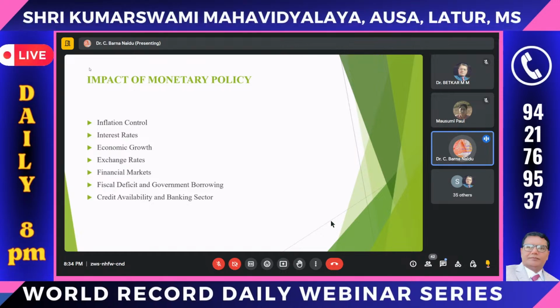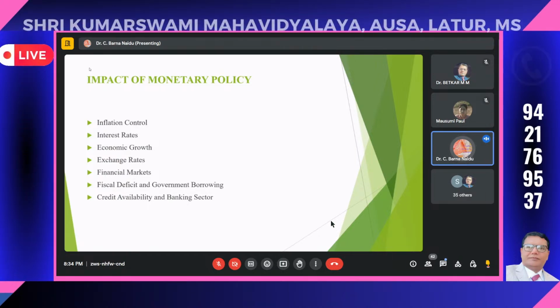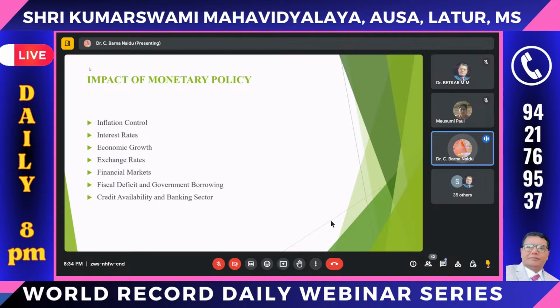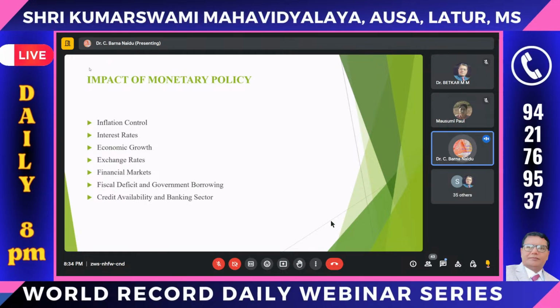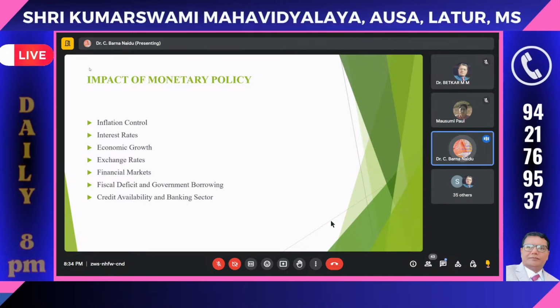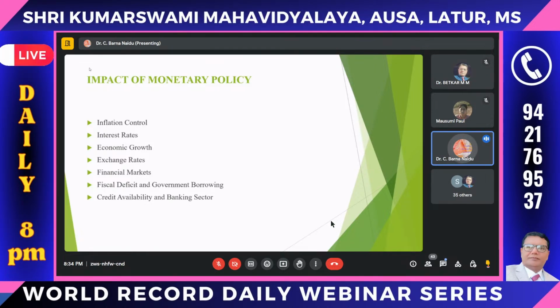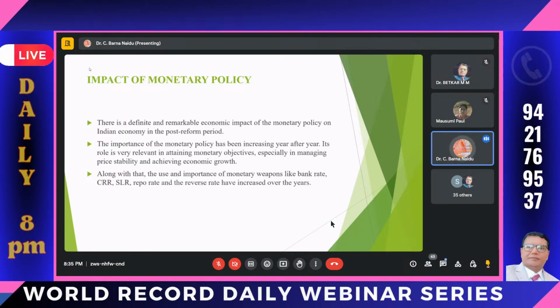When we are having a restrictive policy, then credit availability is slowed down. It affects the sectors dependent on borrowing, while easing can boost lending. So these are the various parts of the impact of monetary policy. Now, monetary policy is very important for economic planning. It is very important for investment and production, and it also encourages the banking and the non-banking sectors.